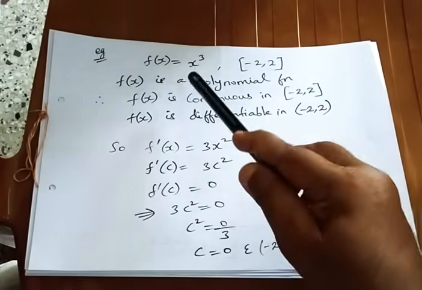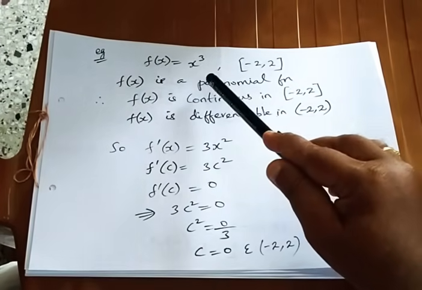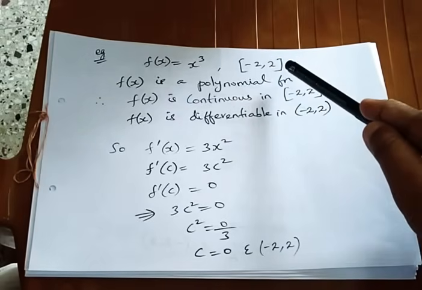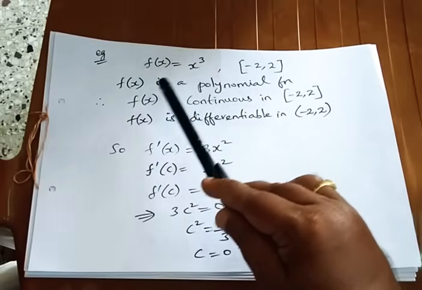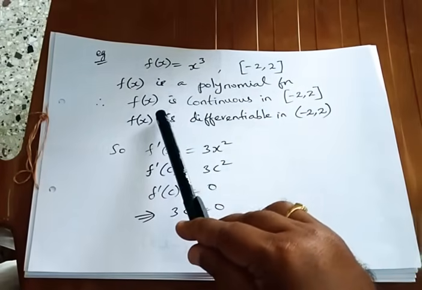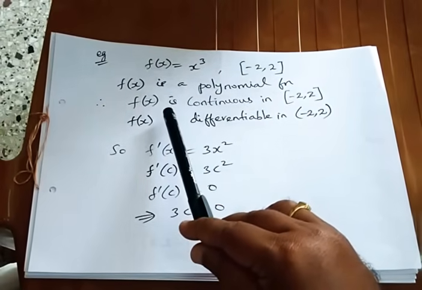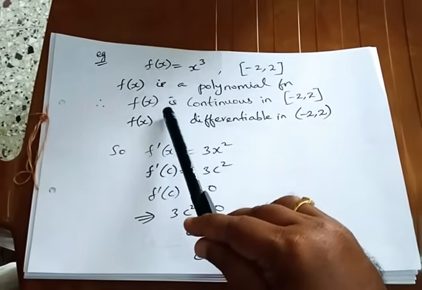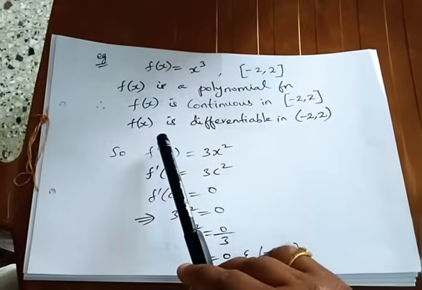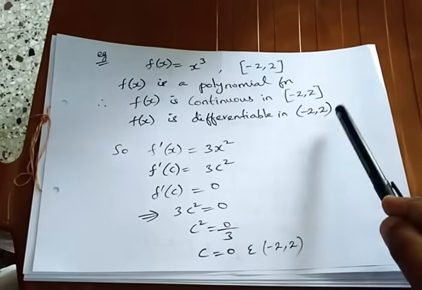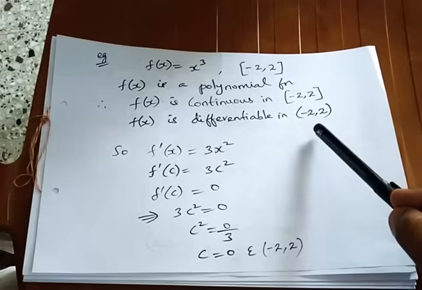Let us take an example. f of x is equal to x cube in the interval [-2, 2]. Now x cube is a polynomial function. So f of x is a polynomial function. Therefore, polynomial functions are continuous. So f of x is continuous in the closed interval [-2, 2]. f of x is differentiable in the open interval (-2, 2).